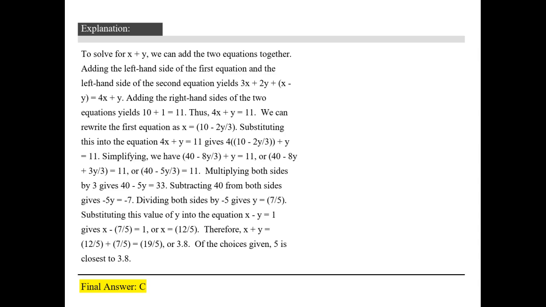Substituting this value of y into the equation x minus y equals 1 gives x minus 7/5 equals 1, or x equals 12/5. Therefore, x plus y equals 12/5 plus 7/5 equals 19/5, or 3.8. Of the choices given, 5 is closest to 3.8.